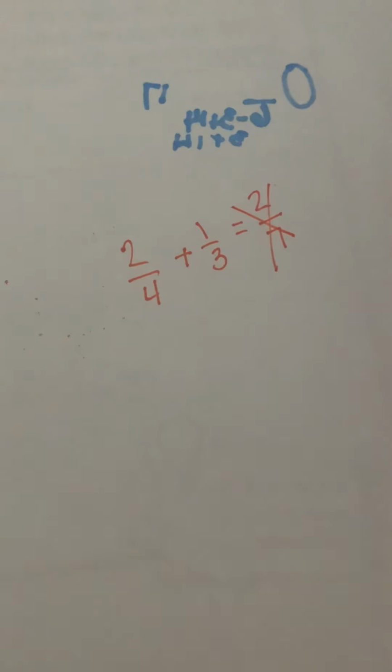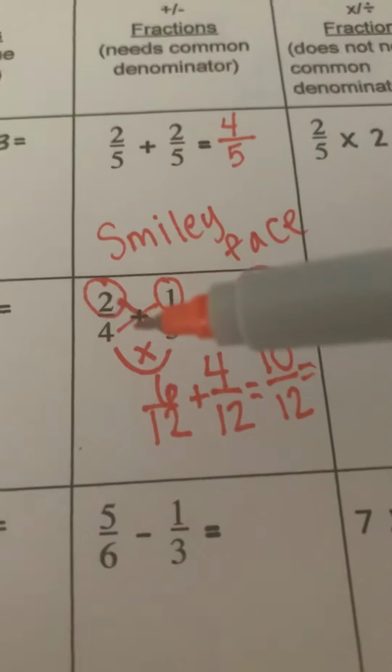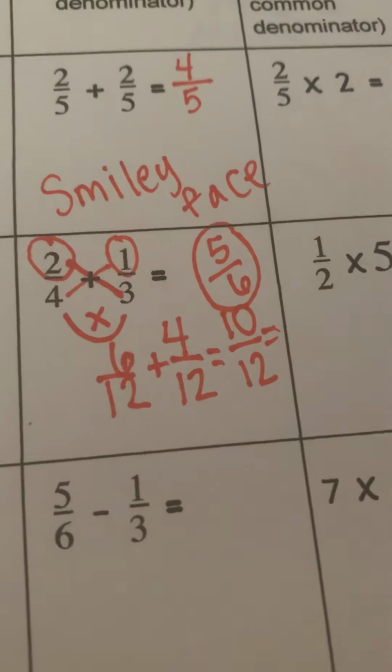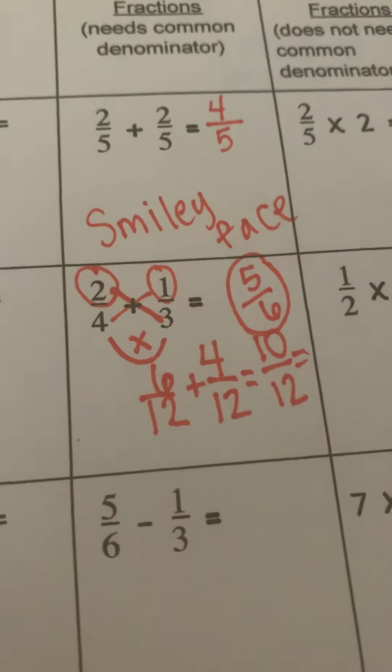So you don't just add the tops and add the bottoms together. You have to find a common denominator, and we've found that the smiley face method is very simple. Okay, so multiply, then cross multiply, then add them up. Reduce if you can. Okay, let's see your work on the next ones.